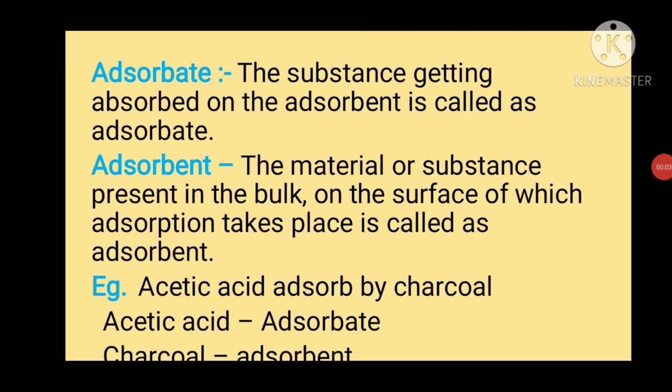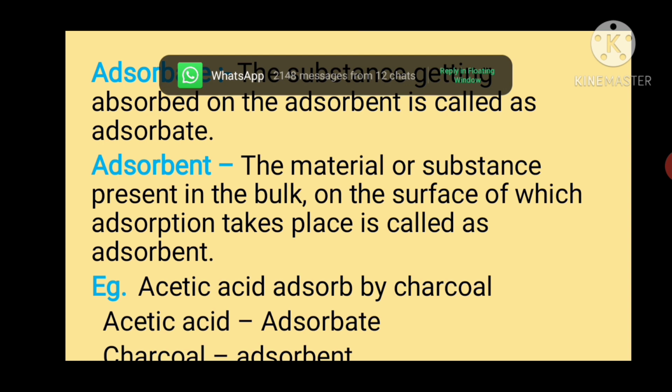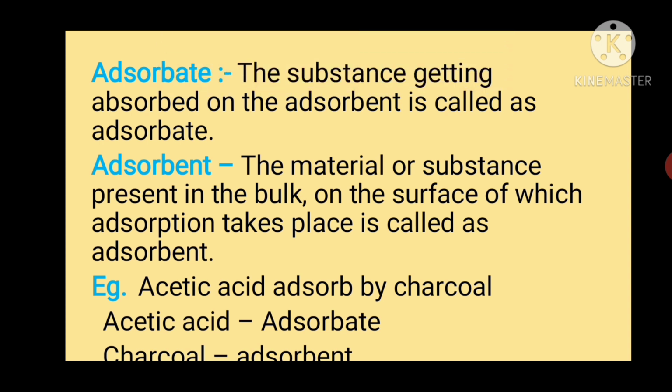Terms involved in adsorption: first one, adsorbent, and second one, adsorbate. Now we will see first one, adsorbate. The substance getting adsorbed on the adsorbent is called adsorbate. Second one, adsorbent. The material or substance present in the bulk, on the surface of which adsorption takes place, is called adsorbent. For example, the acetic acid adsorbed by charcoal, where acetic acid is adsorbate and charcoal is adsorbent. And also a common example of a sponge soaked in water, where water is adsorbate and sponge is adsorbent.